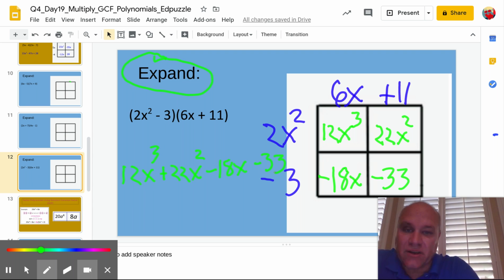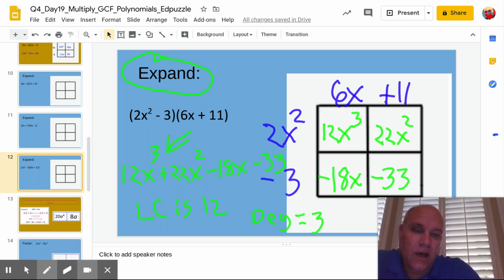Ooh, bonus question. Can you tell me what is the lead coefficient for this polynomial? I hope you wrote down 12 as the lead coefficient. Now, can you tell me the degree of this polynomial? The degree is 3. Again, it's the highest exponent for the variable, so x to the third power. This is how we get the degree of the polynomial.